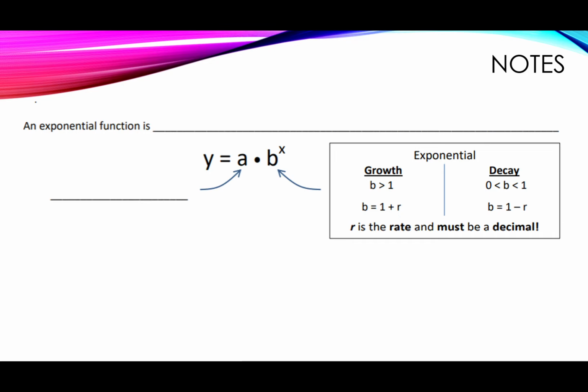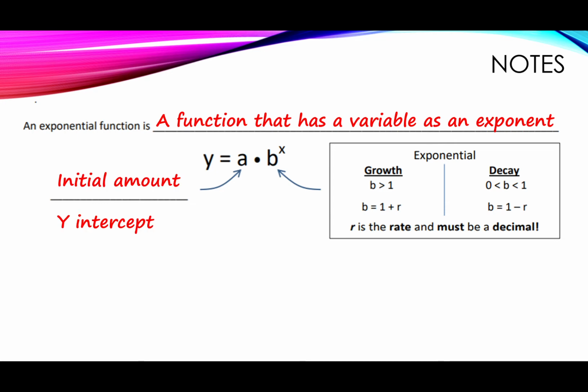So, an exponential function, well, what is that? Well, simply, it's a function that has a variable as an exponent. And if you look right below, you can see the form that it takes. Its normal form is y equals a times b to the x. And that a is the initial amount, or you could think of it as the y-intercept. It's going to be the y-intercept for an exponential function. And then the b, of course, is the base.